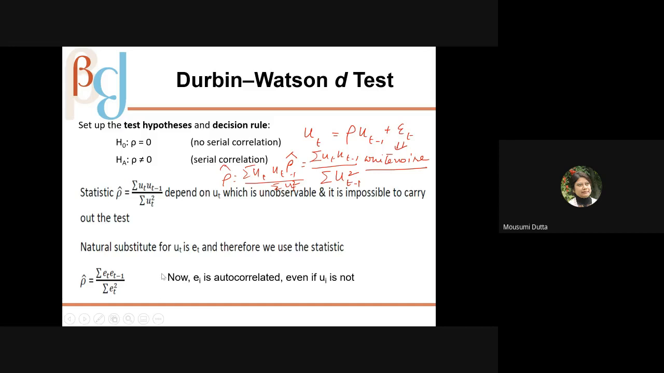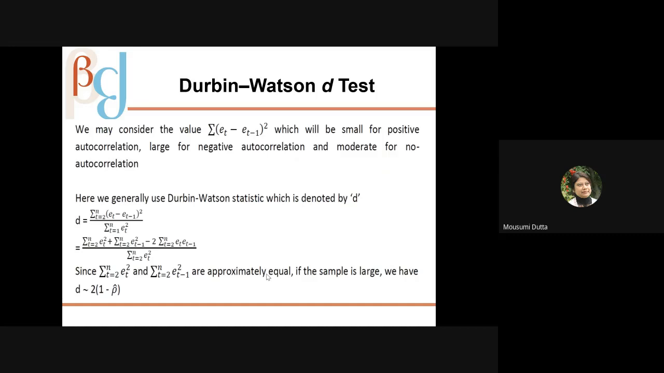However, this will also not be an acceptable estimator because it will always show autocorrelation. Because of unobservability, this measure is also not applicable, since E is always autocorrelated. So I have to move to the next suggestion. I have to consider this.